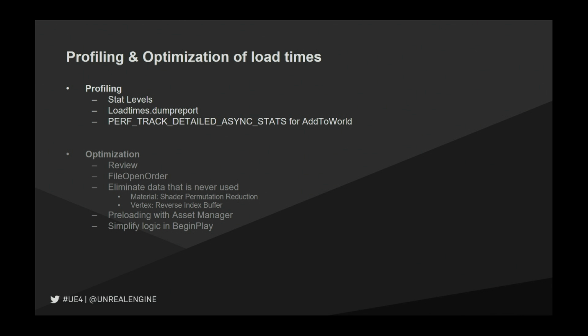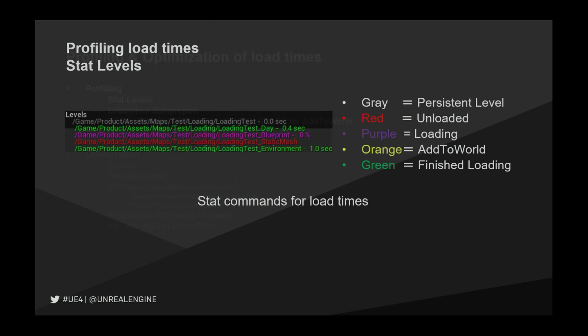First, on the profiling side of things, you want to start with the stat levels command. There's multiple things you can look at: the stat levels command, dumping load time reports, and outputting add to world timings. The first one that you want to look at is the stat levels command. This will show you a list of the current levels that are loaded in your game, and it will show their current load status. So there's unloaded in red, loading in purple, loaded into memory but still adding objects to the world in orange, and finally completely done loading in green. You can use this as a quick way to see which levels are taking the longest to load.